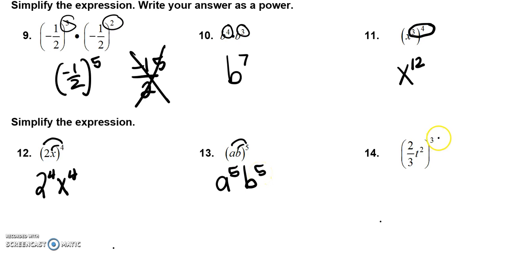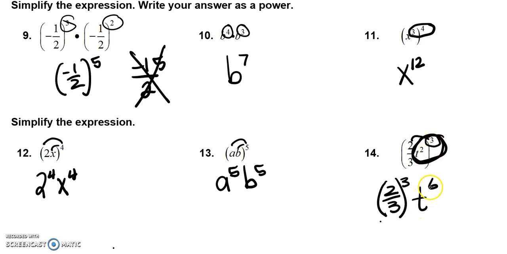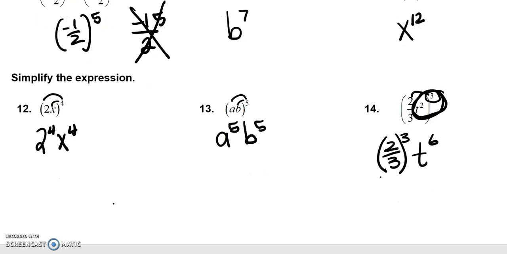Number 14 is a little tricky, a lot going on here. You got to distribute the 3 to the 2/3. Let's do that first. In parentheses, (2/3) to the third. And now we have to deal with the second part. T squared to the third power, multiply 2 times 3. So this is (2/3) cubed, t to the 6th power.